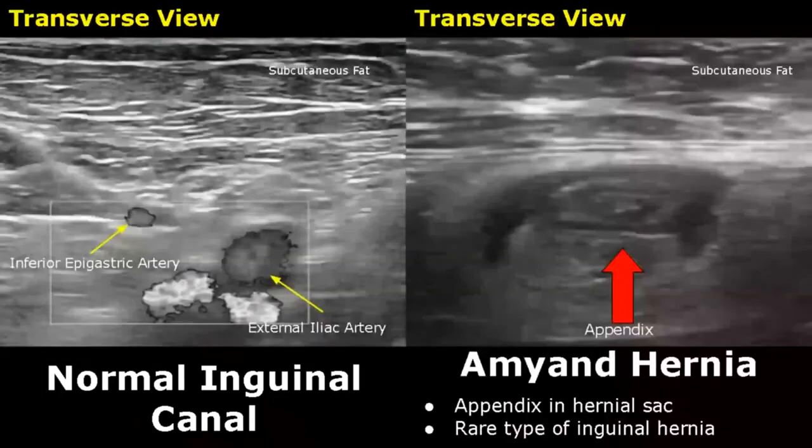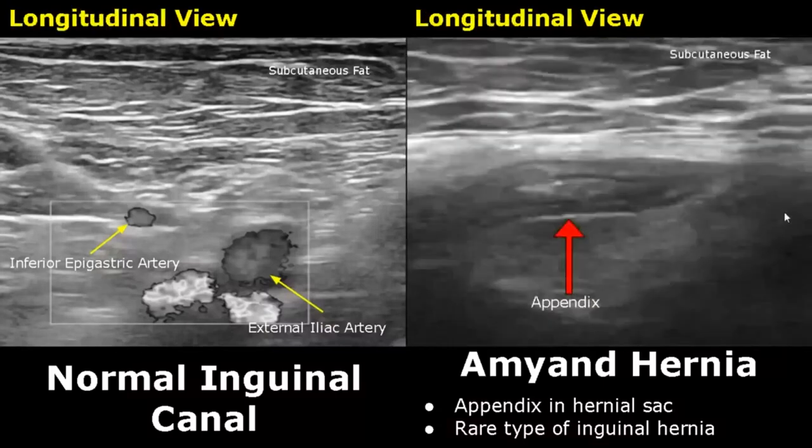Amyand hernia is a rare type of inguinal hernia. An appendix is seen in the hernial sac. This is a longitudinal image of an Amyand hernia. The appendix is seen in the hernial sac.